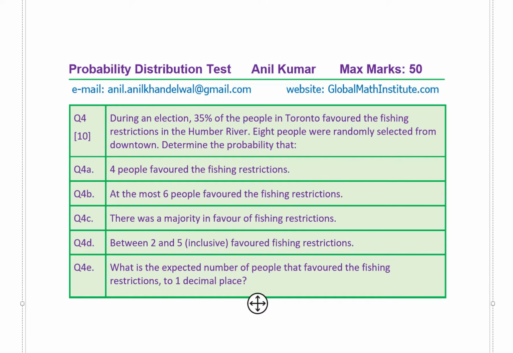4b. At the most, 6 people favored the fishing restriction. 4c. There was a majority in favor of fishing restrictions. 4d. Between 2 and 5 inclusive favored fishing restrictions. And question 4e: what is the expected number of people that favored the fishing restrictions, to 1 decimal place?